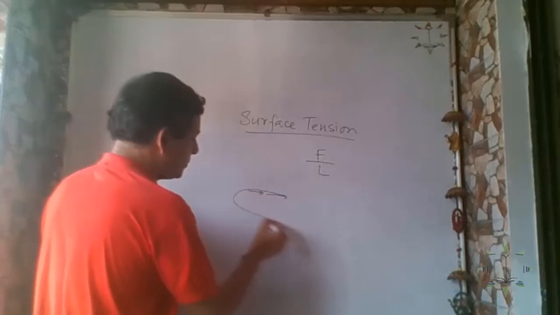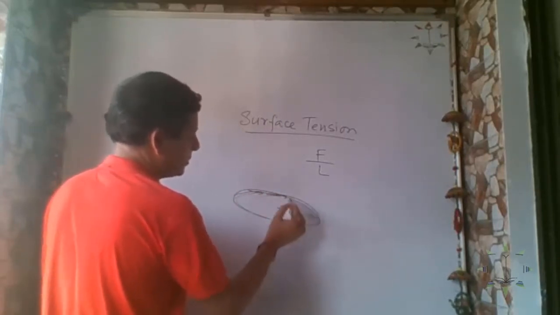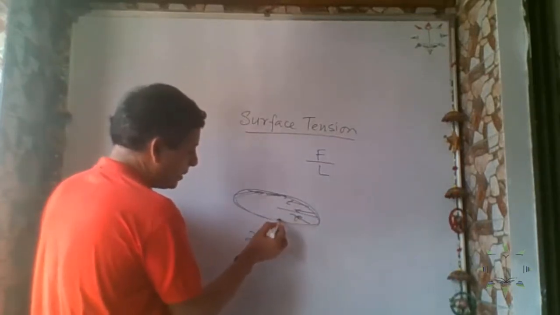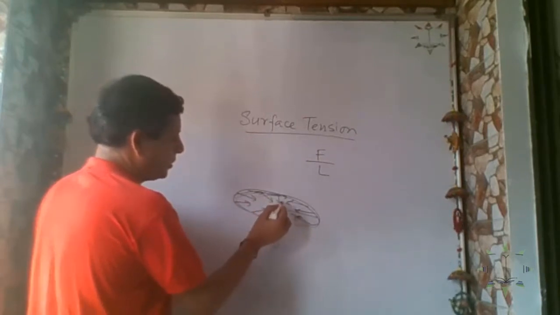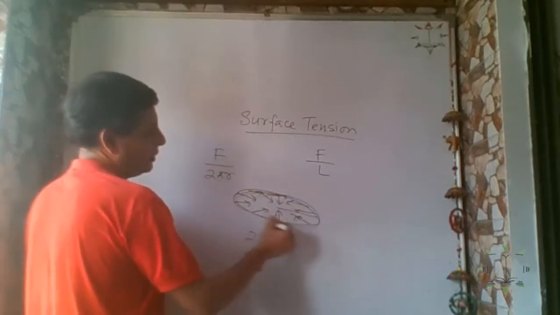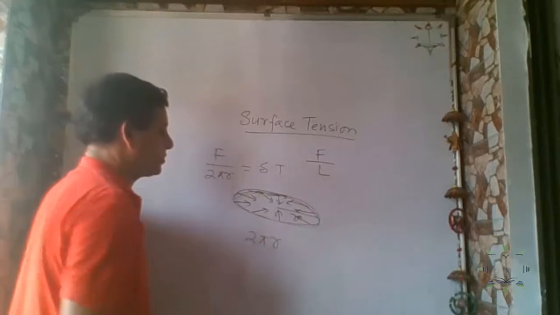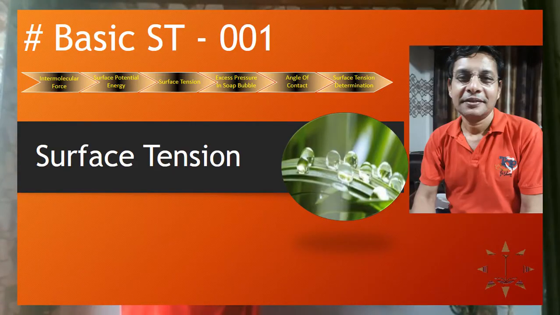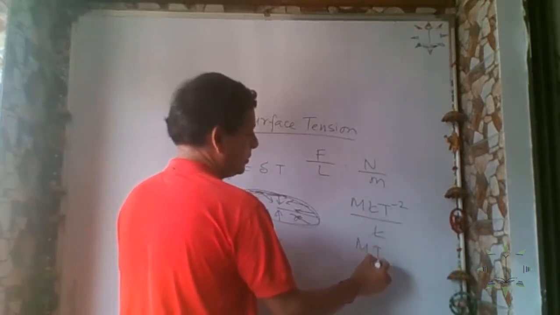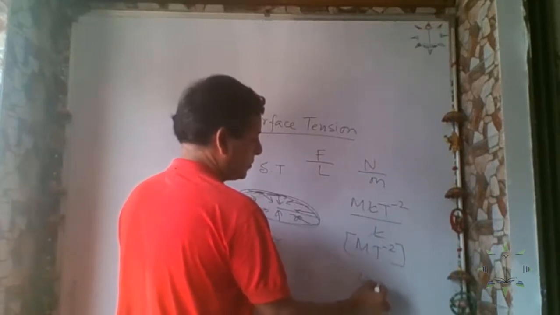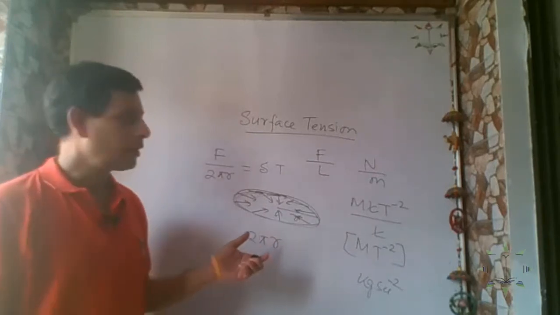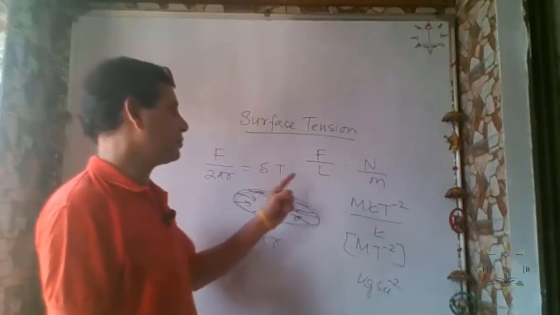Suppose this is the free surface and this is the perimeter. R is the radius of this surface. So what is the perimeter? 2 pi r. Now this force acts parallel to the surface. This is the surface tension force. So surface tension is the force acting divided by the total length, force per unit length. So what is the unit of surface tension? Newton per meter. What is the dimension? Force is M L T to the power minus 2, divided by L, so M T to the power minus 2. The unit is kg per second square. Correct? Remember, it is not a force itself, it is force per unit length.